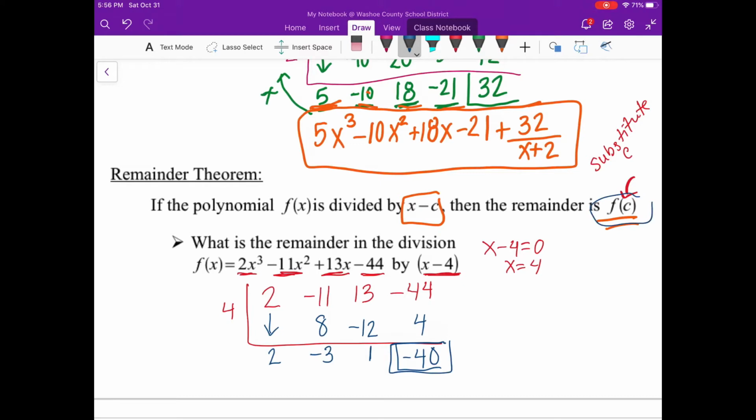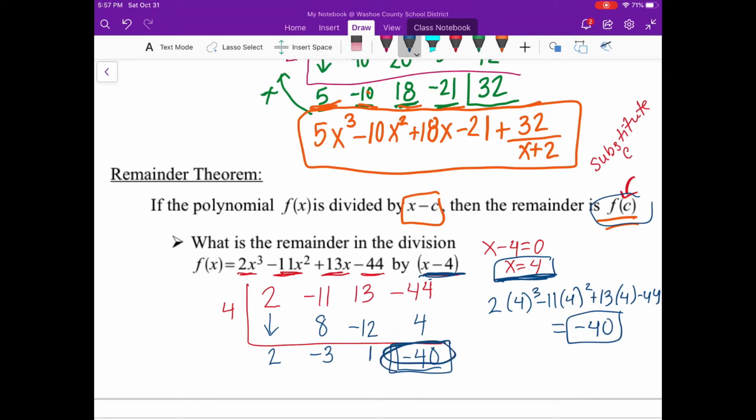So if I were to substitute my original 4 into this polynomial, 13 times 4 minus 44, I would actually end up with my answer being negative 40. So instead of substituting in x equals 4, I can also use synthetic division by using that factor and getting the exact same number. So this is what the remainder theorem is telling you, that you can substitute in or divide by that factor and get whatever the remainder is. That would be the same thing as you substituting in that number into the original equation.